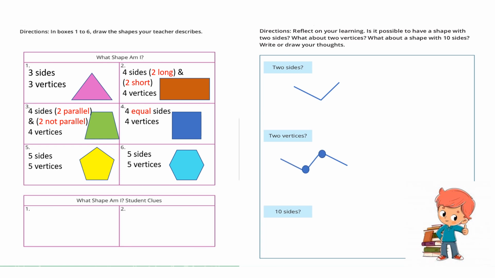Can we draw any shape with 2 vertices only? No, we can't do it. What about 10 sides? Let's draw a shape with 10 sides. Yes, you can connect 10 sides in any form you want.